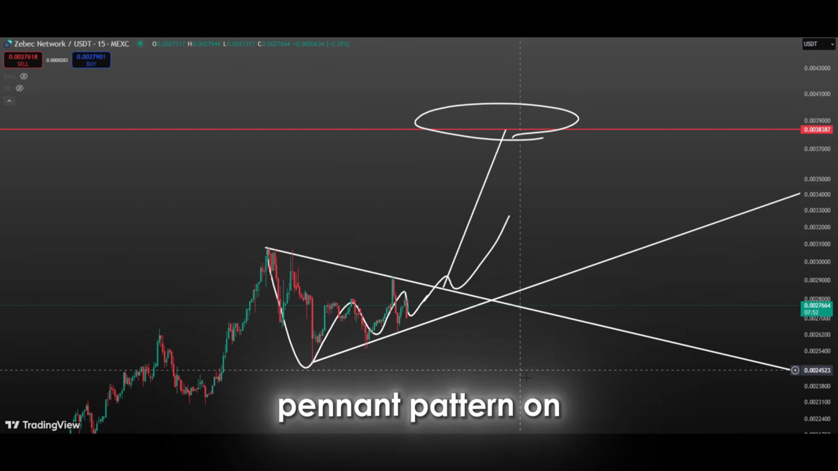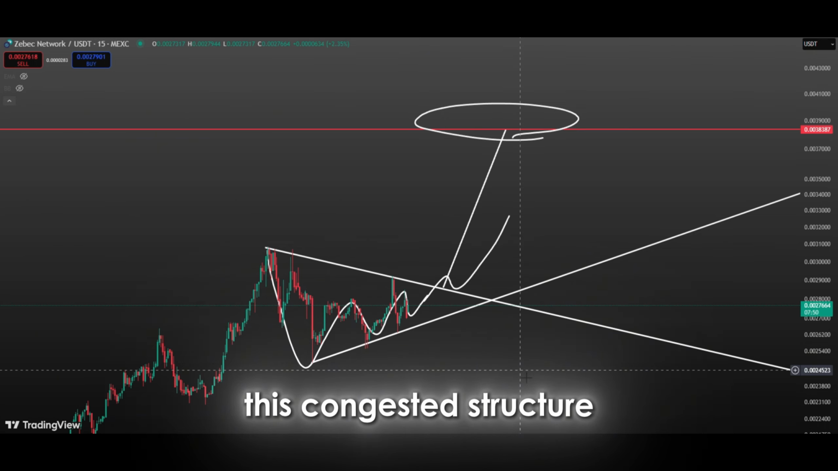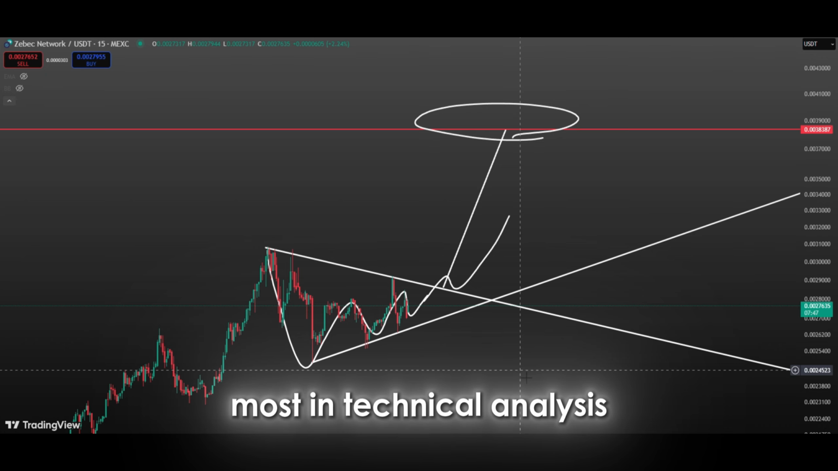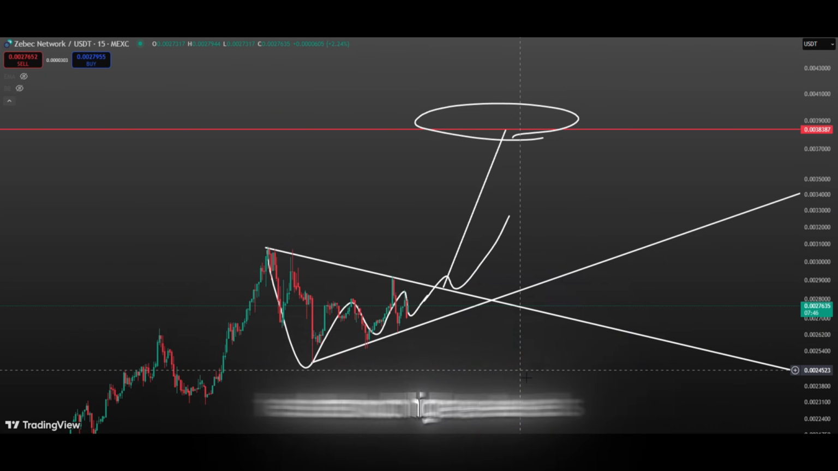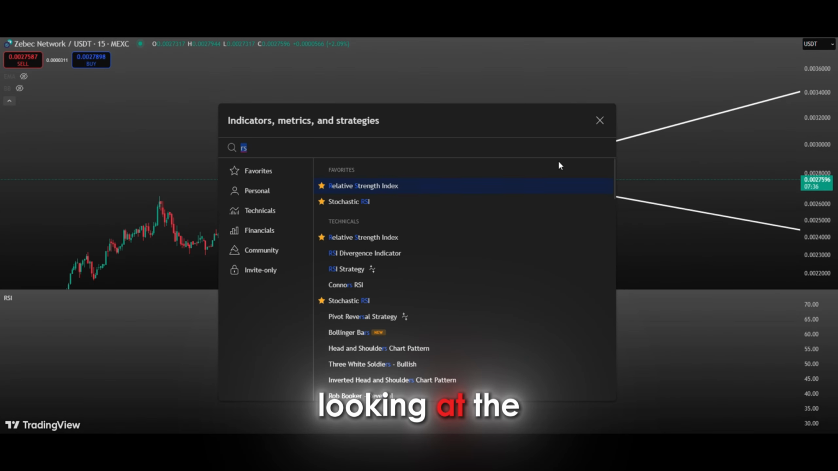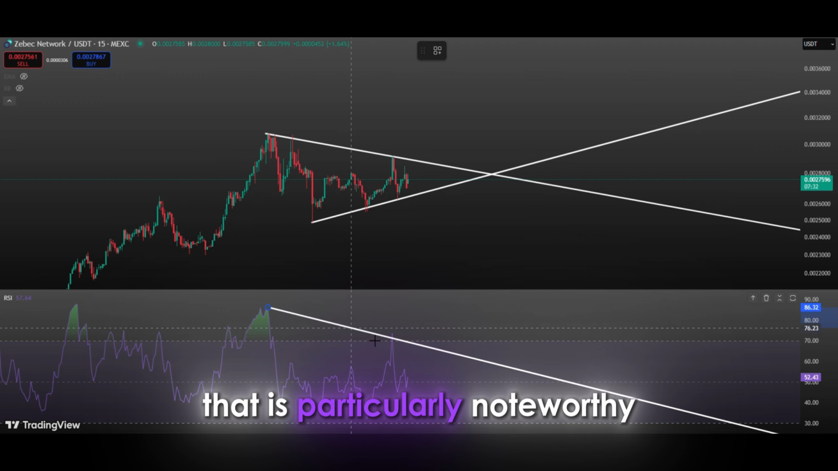Returning to this pennant pattern on the chart, the target of the pattern has a serious upside potential if the price breaks out of this congested structure to the upside. Achieving this target is a highly probable outcome as it is one of the scenarios that traders rely on the most in technical analysis. Thanks to this structure, the price could test much higher levels and continue its journey towards new highs.